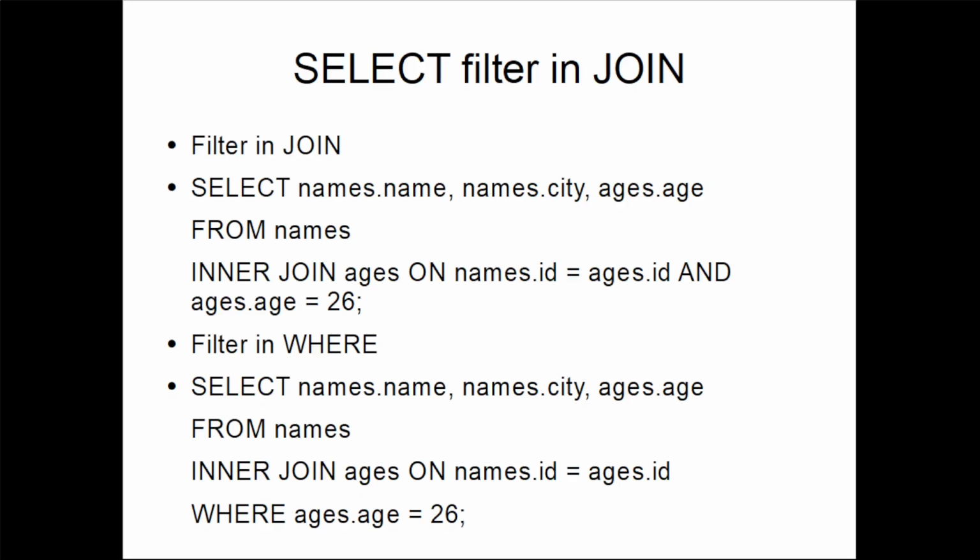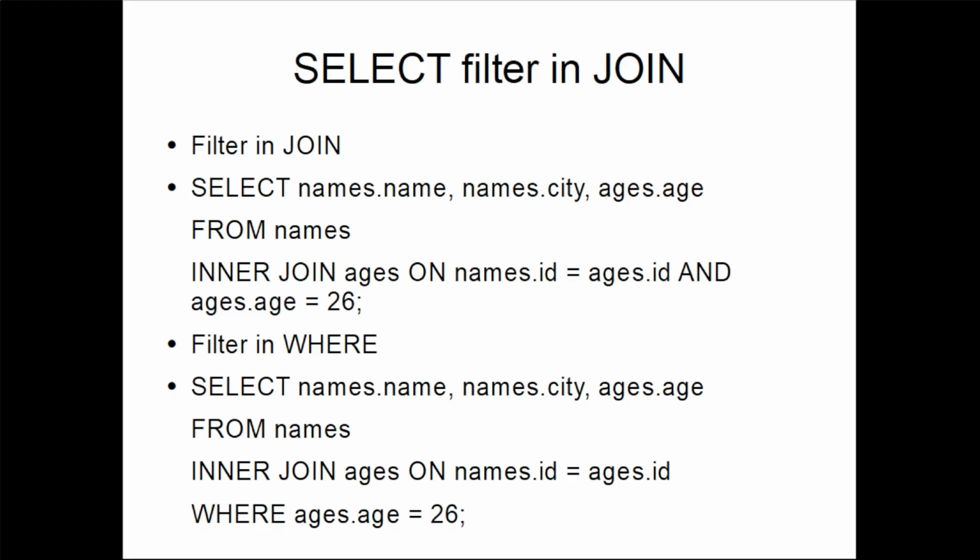Your hands-on challenge: if you have names and ages tables, run both queries mentioned earlier and compare the outputs. Then, experiment by changing the filter, like ON ages.age = 30 or ON names.city = 'New York'.